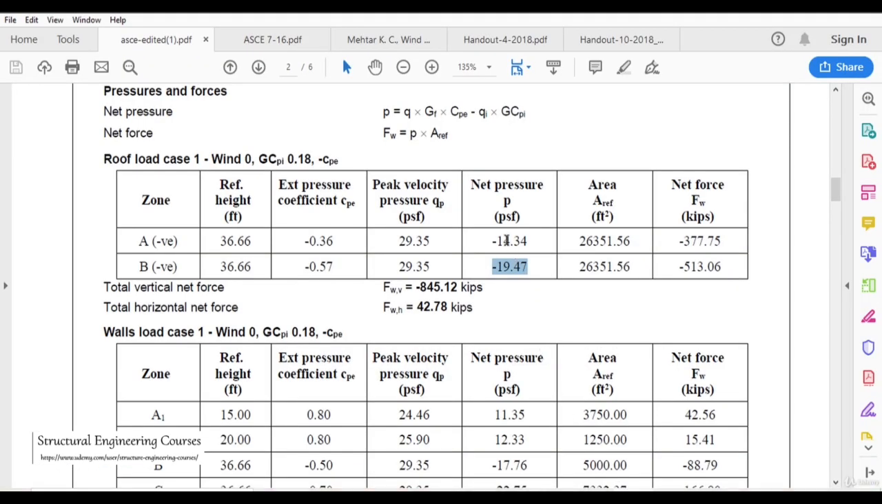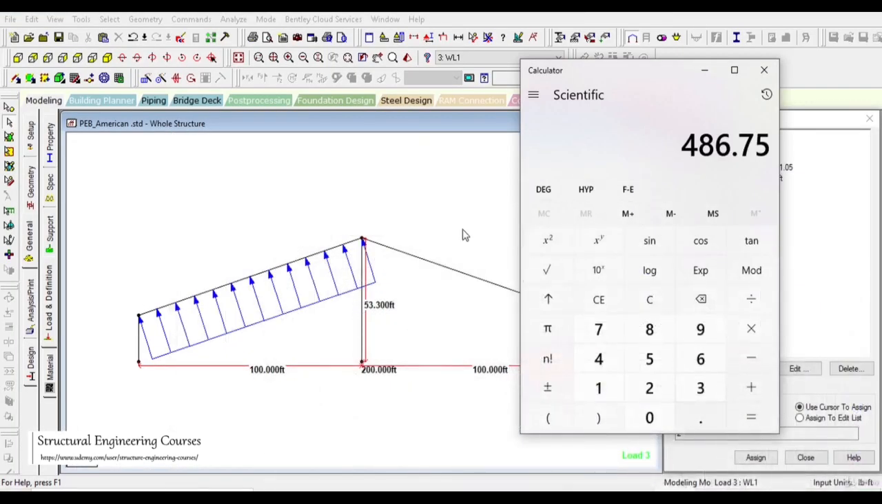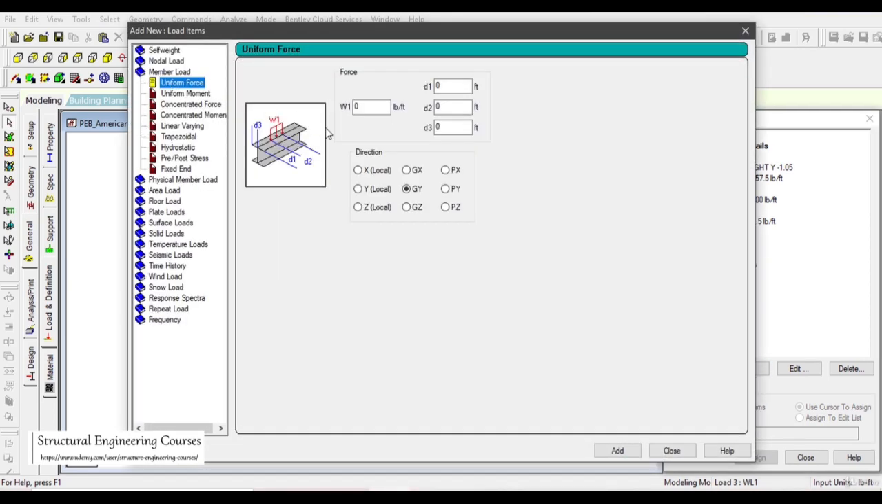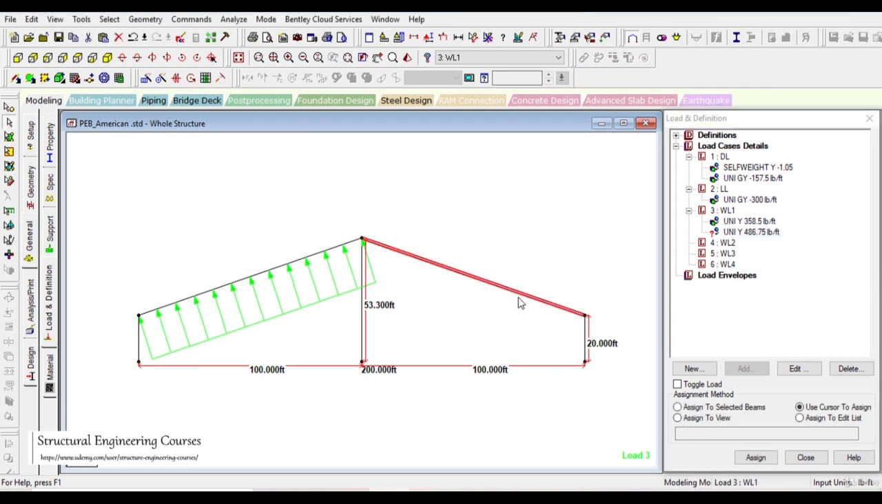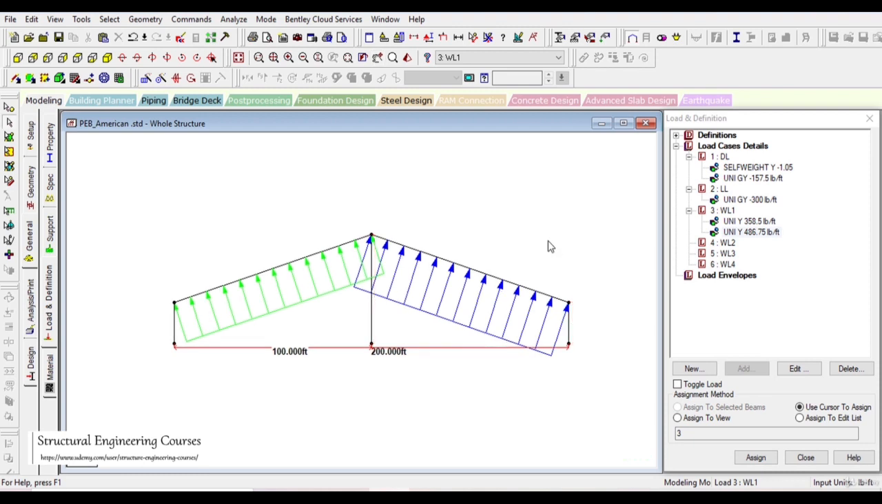So this loading comes out to be 358, and we also need to multiply 19.47 into 25, so it comes out to be 486.75. So we apply member load 486.75, and direction we can apply as local Y. So both of these loadings can be applied here.